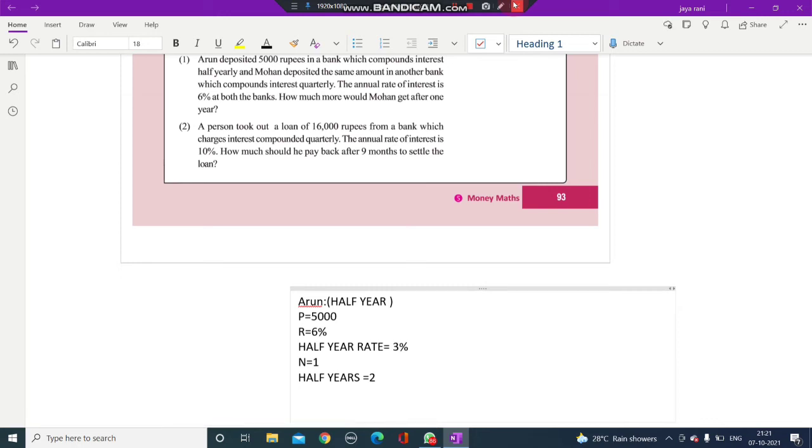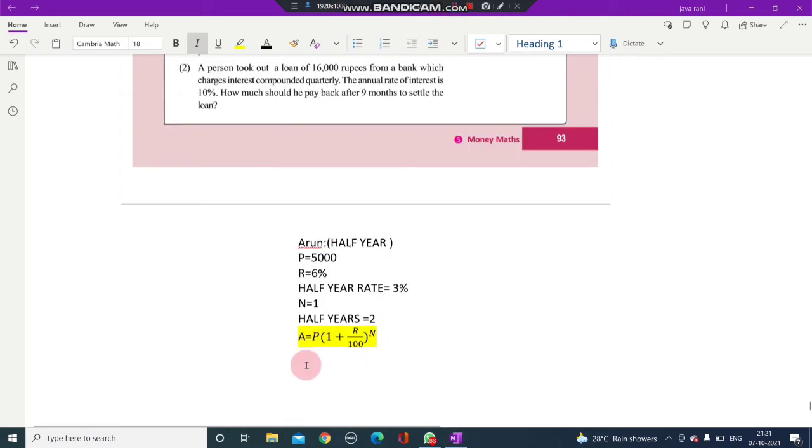So now we can make use of the very same formula: A is equal to P into 1 plus R by 100 raised to n. Let us substitute the values in the equation, and we will get the amount after 1 year.